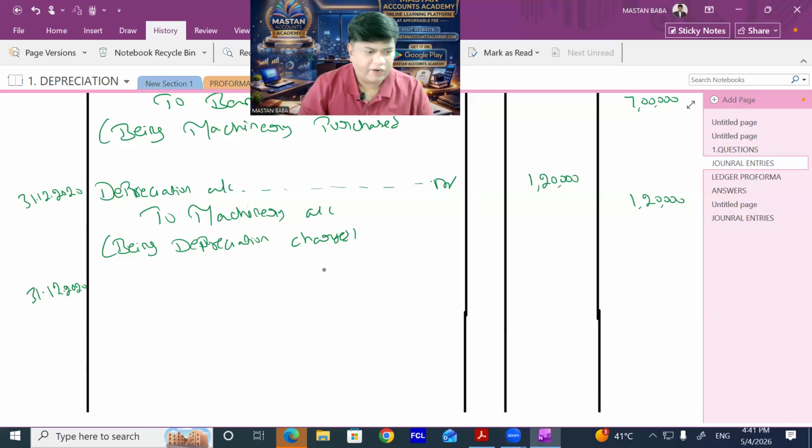When we want to transfer a debit transaction to some other account, we have to credit it. So the required entry, dear students, is profit and loss account debit to depreciation.